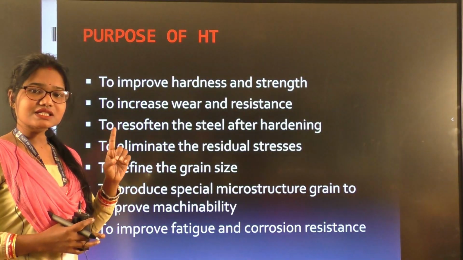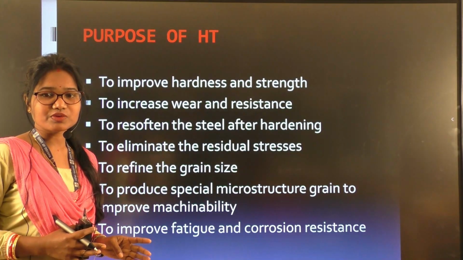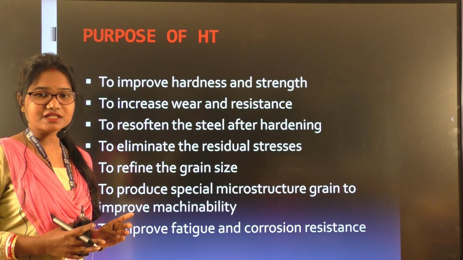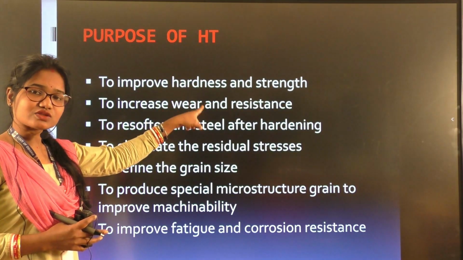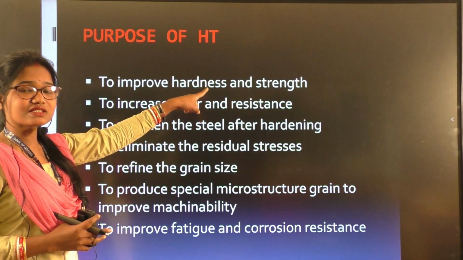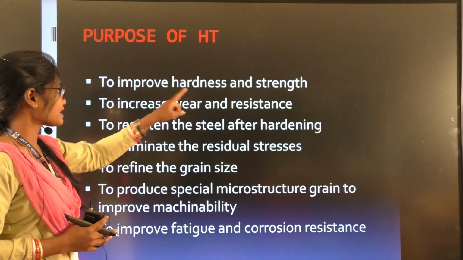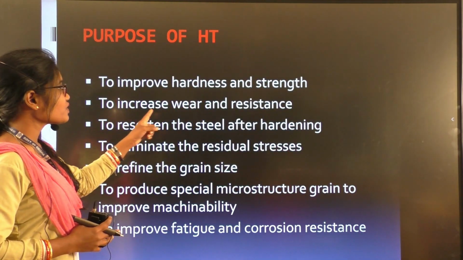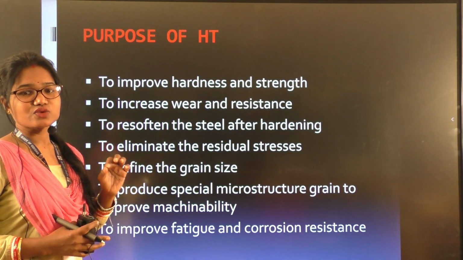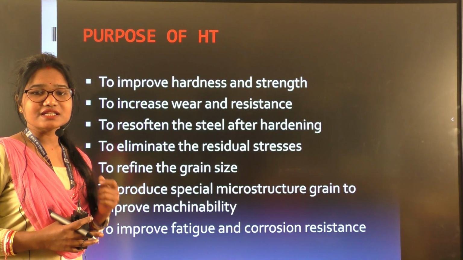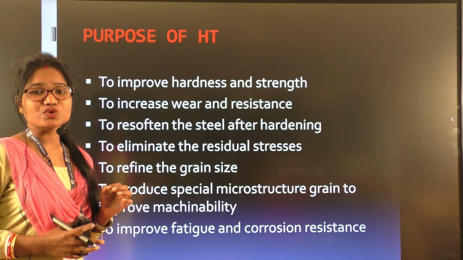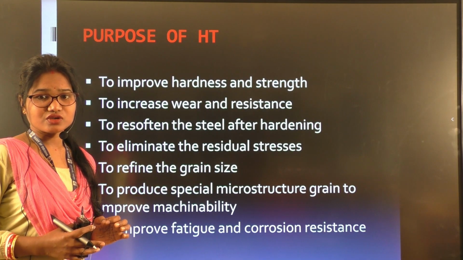First, it will improve the physical and mechanical properties of a metal, to improve the hardness and strength. Hardness and strength are also mechanical properties of a metal. Second, to improve the wear resistance. Wear resistance is also a mechanical property. It is the ability of a metal to resist material loss.